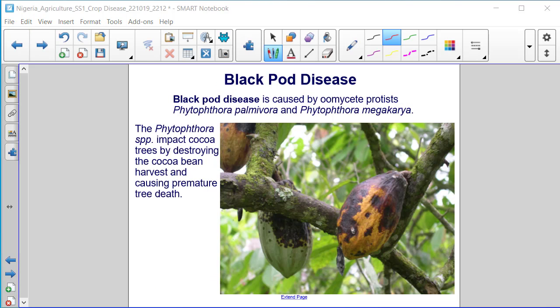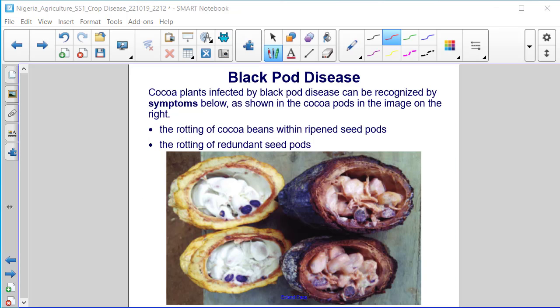Black pod disease. Black pod disease is caused by oomycete protists Phytophthora palmivora and Phytophthora megakarya. The Phytophthora species impact cocoa trees by destroying the cocoa bean harvest and causing premature tree death.